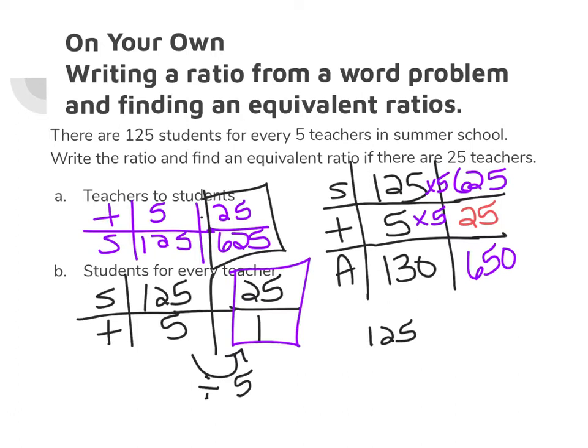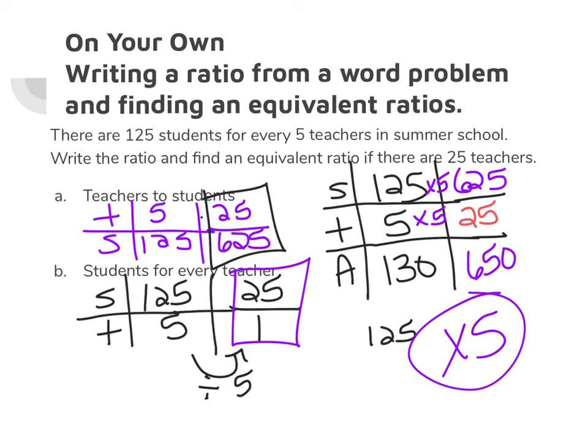Okay, so hopefully you were able to do both of those ratios. So I went ahead and showed the table. So there's 125 students, there's 5 teachers, and all together it's 130 people. So in this case, since they wanted for 25 teachers, my scale factor is times 5. So that's my scale factor. So all I had to do is 5 times 5 is 25. 125 times 5 is 625, and the total is going to be 650. So in this case, we didn't really need the total, but it's always good to have it.